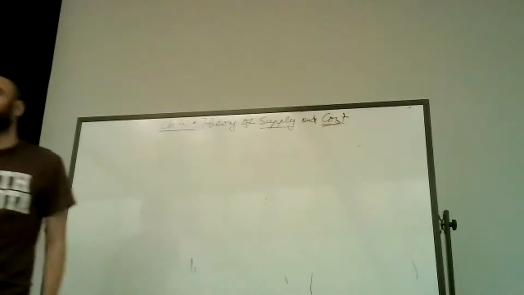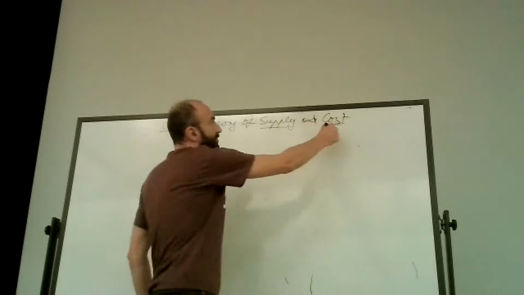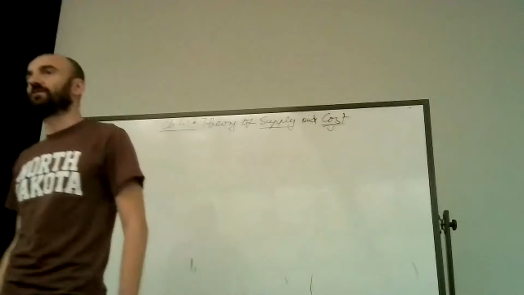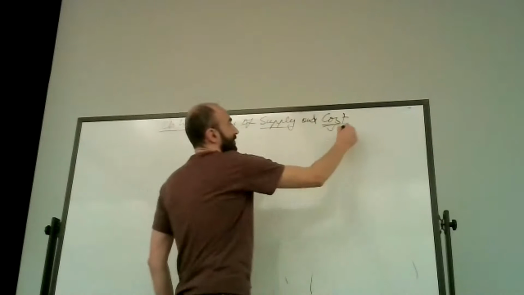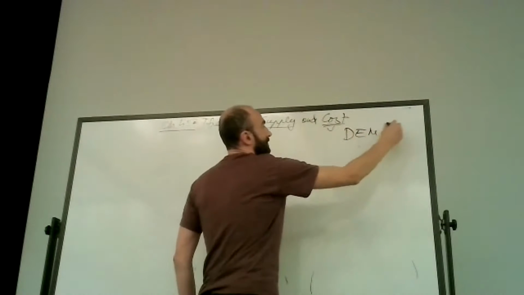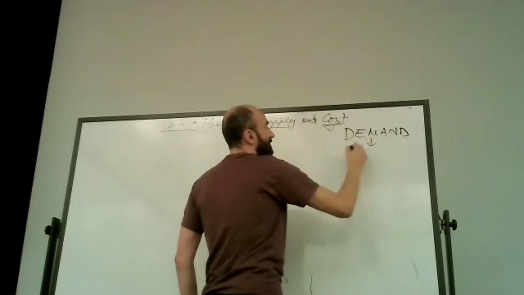So one thing that we have to know right off the bat here is we can compare the situation with the theory of market demand last week and theory of supply right now. The concept of cost plays the same role or a very similar role in the theory of supply that the concept of preference plays in theory of demand. So demand is connected to preferences.